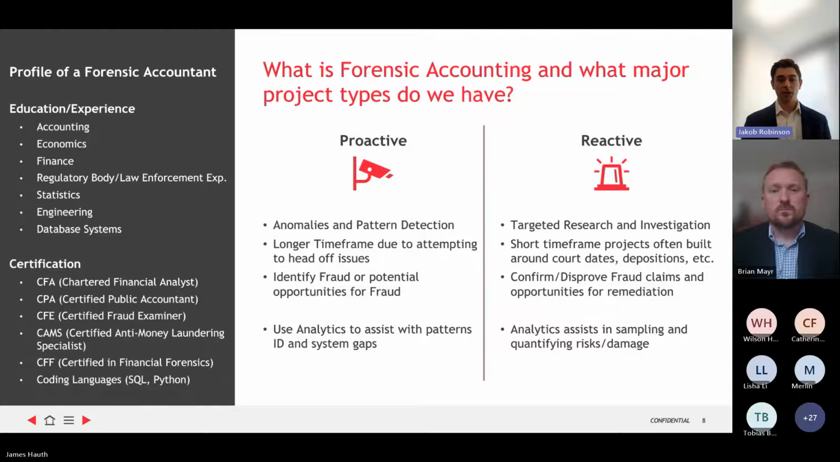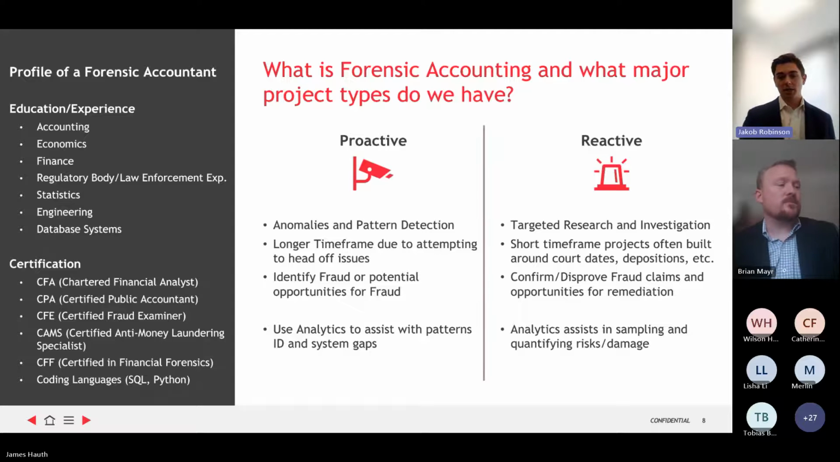Ultimately, we work in two major types of projects: proactive and reactive. Proactive projects are going to be focused on anomaly and pattern detection. They're usually a longer time frame. Think of a compliance program build out. That's really what a proactive engagement looks like for us. The idea is looking for potential opportunities for fraud, or it's possible that fraud or something potentially fraudulent is already in place at a company. These are a great opportunity to use analytics to build pattern identification and identify system gaps.